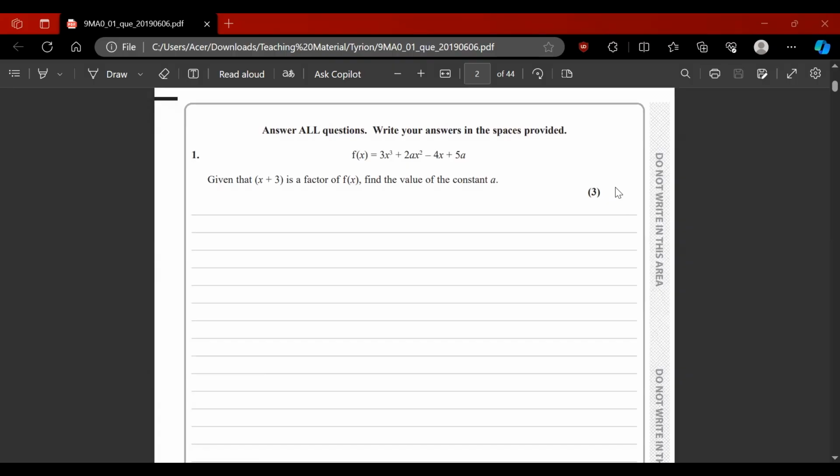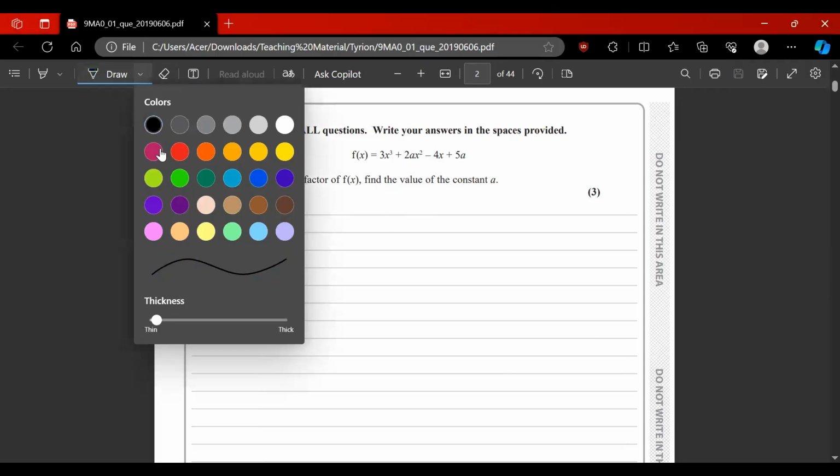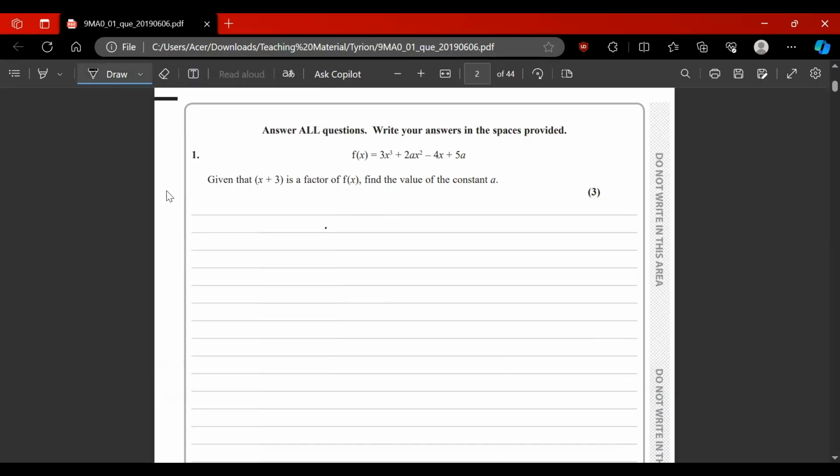We're given a function f(x) equals 3x cubed plus 2ax squared minus 4x plus 5. Given that x plus 3 is a factor of f(x), find the value of the constant a. So this is quite straightforward. Since x plus 3 is given to be a factor, we can simply substitute in x equals minus 3, the solution of x, into our function, and f(x) should be equal to 0.